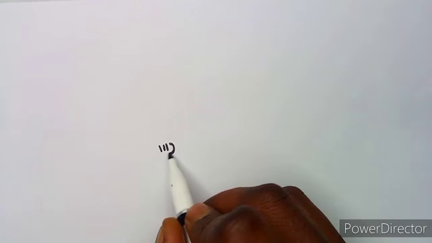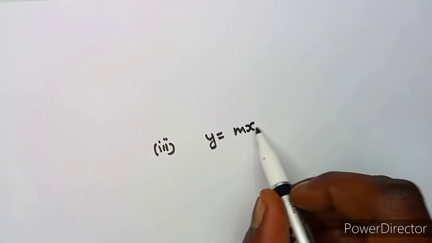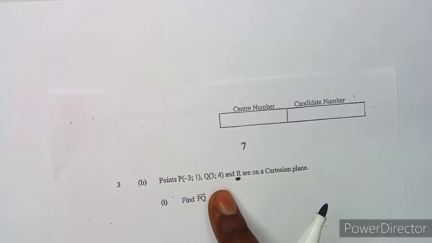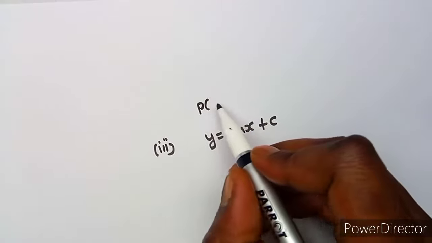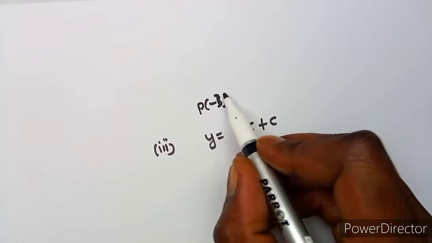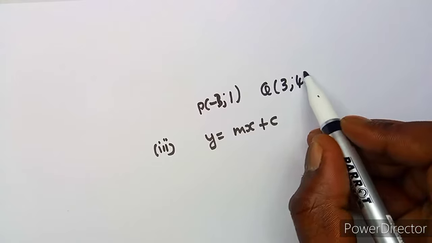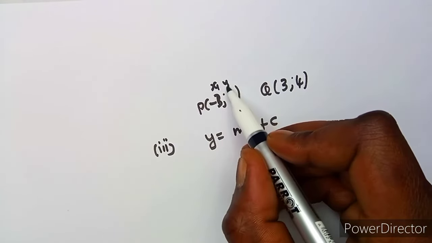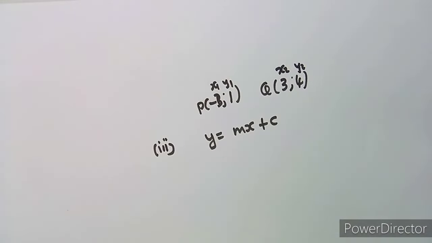So as you know, guys, the equation of a line, we can write in the form y = mx + c, depending on the format that you're going to have. So this is your P and your Q. All you need is to find the gradient of the equation from our point P (-3, 1) and our Q, which is (3, 4). So you're going to have x1, y1, x2, y2.